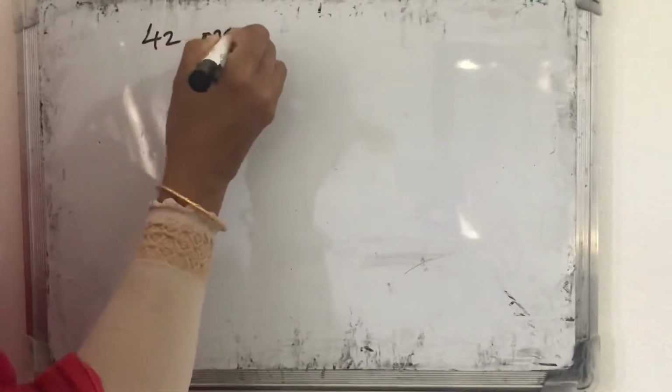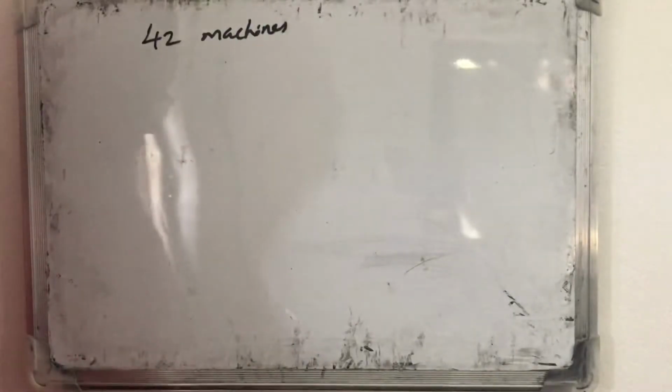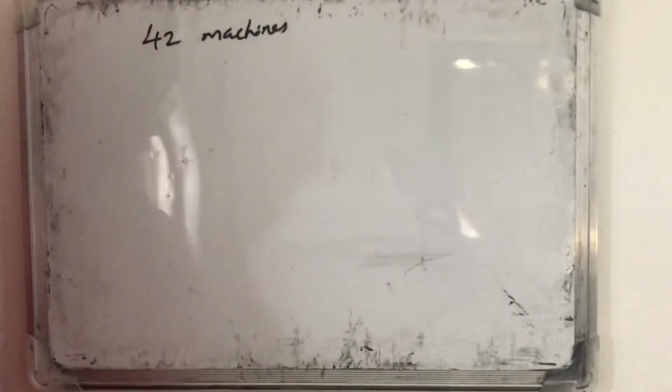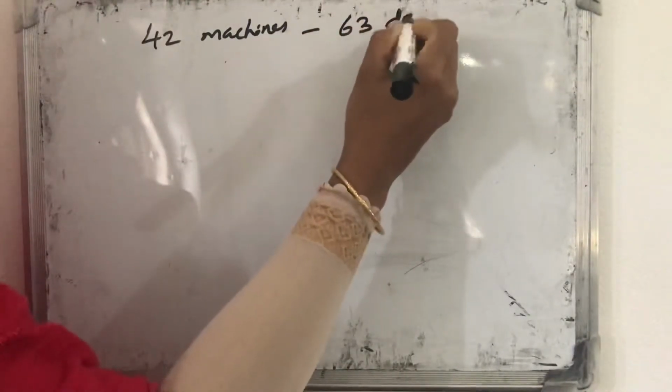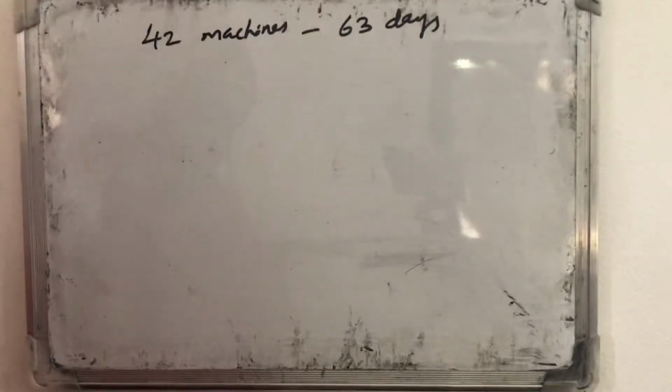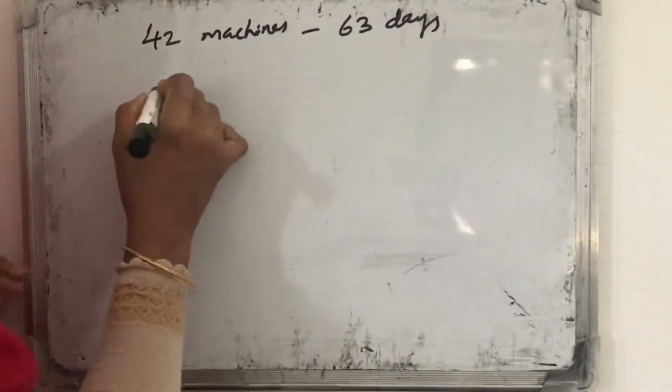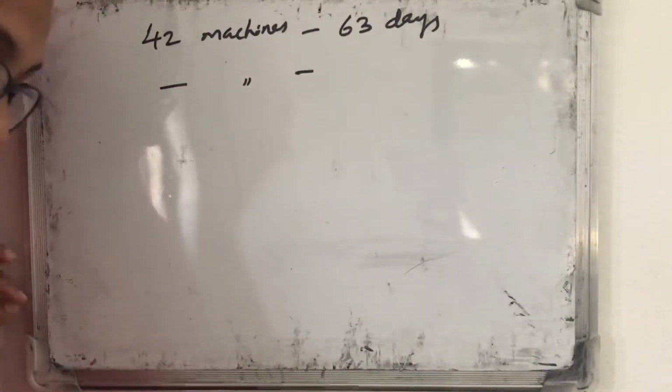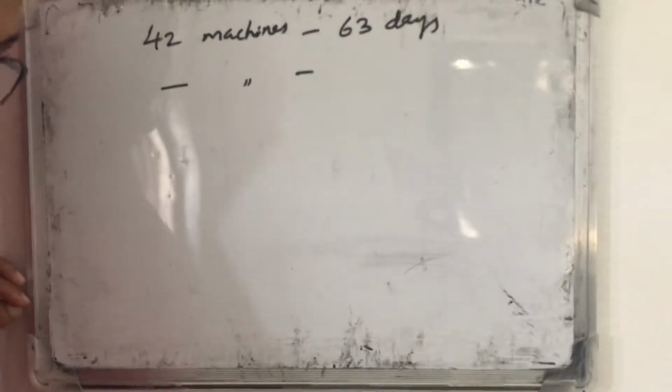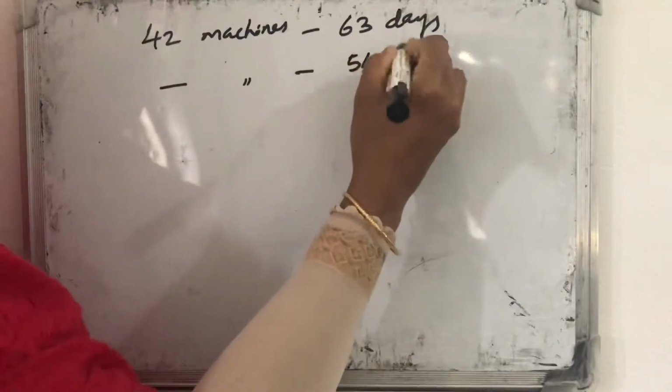A factory requires 42 machines to produce a given number of articles in 63 days. Okay, 42 machines are used to produce a given number of articles in 63 days. Now what we want to find out is how many machines would be required to produce the same number of articles in 54 days. How many machines? We don't know the machines.